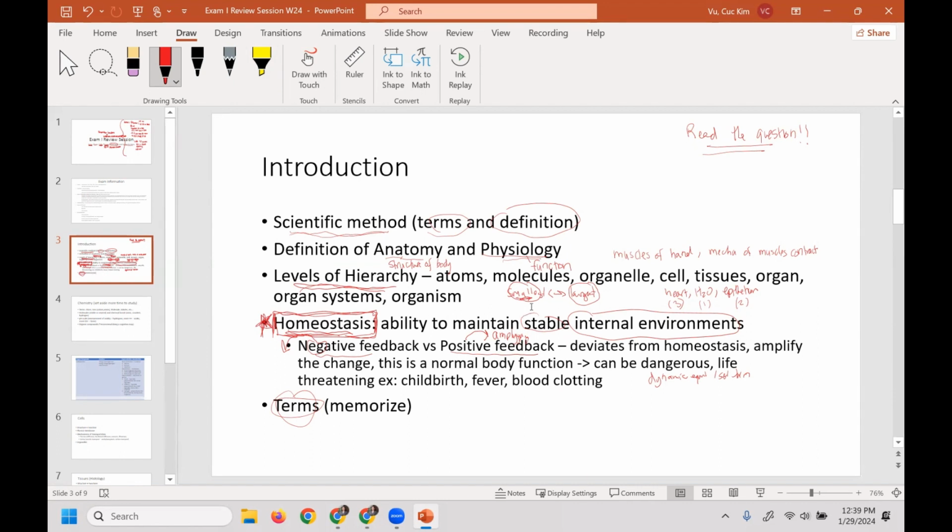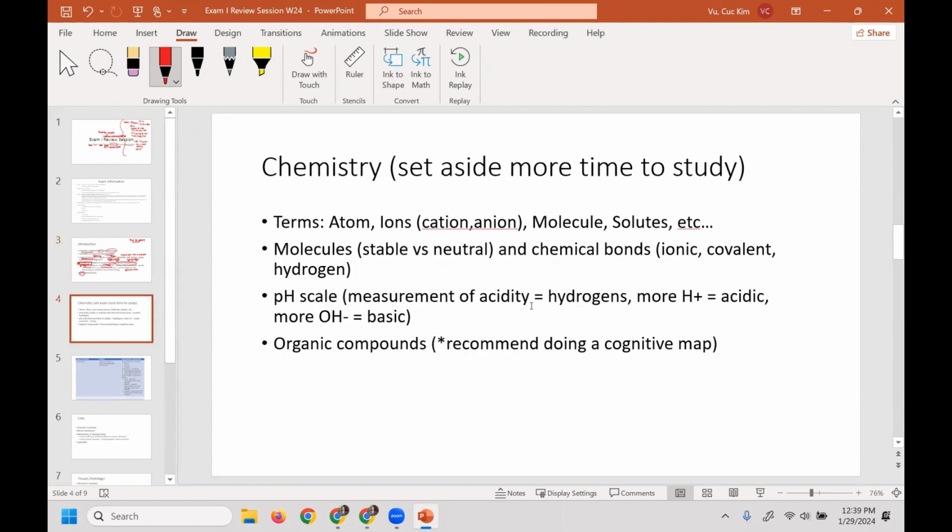Okay. All right. Then for chemistry, I'm personally weak at chemistry, so I would set aside more time to study this one. If you're good at chemistry, ignore this suggestion. I'm good at math, I'm good at physics, I'm good at biology. I am not good at chemistry. So it takes me a little bit longer to understand chemistry. That may be true for some of you, may not be true for all of you.